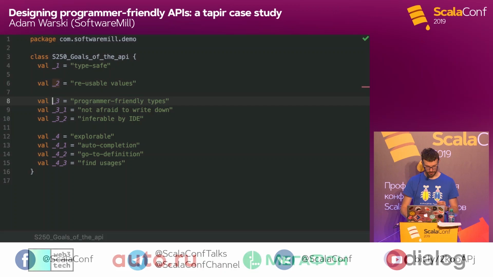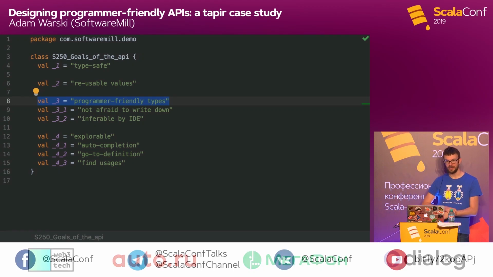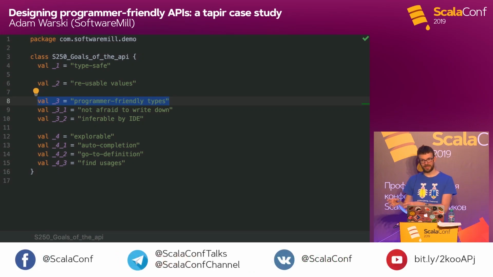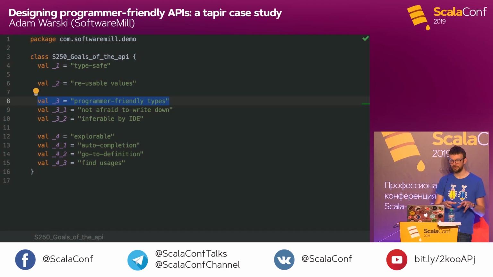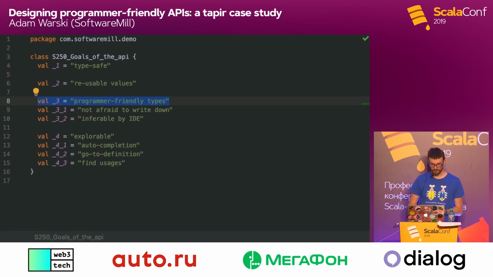However, we also want to be programmer friendly, and that also means programmer friendly types, right? We want types that you are able to write down by hand. Probably the types can be inferred by the IDE, but even if they are inferred by the IDE, you don't want to be scared by them, right? You want to be able to understand what's in the type. So not only the code has to be readable, the types need to be readable as well. Well, the types are part of the code, you could argue, right?